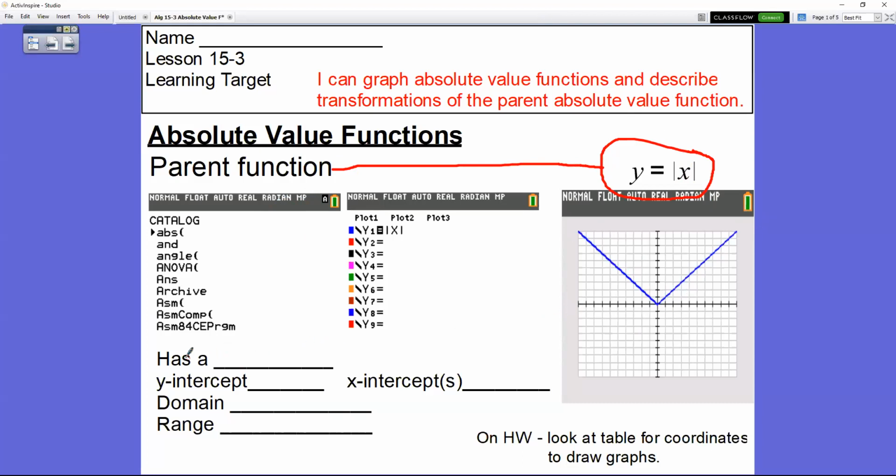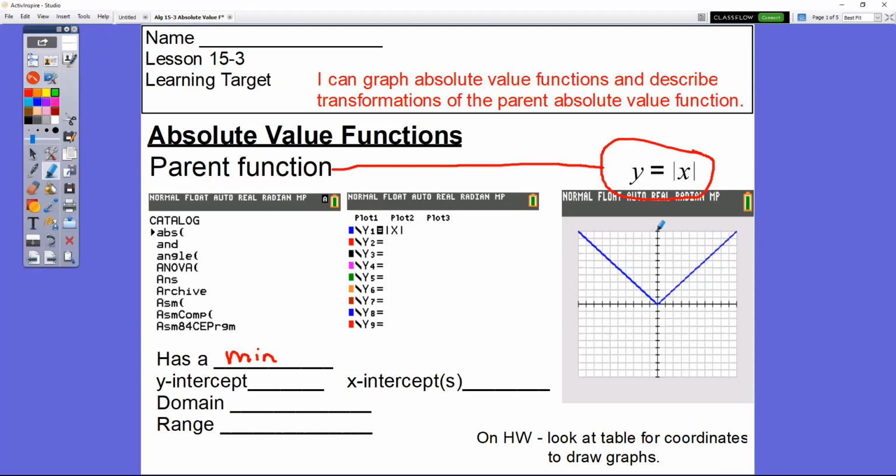Does this absolute value function have a min or does it have a max? A min. Min is at the bottom. So it has a min. Max would be like the capital letter A. What is the y-intercept? Where does the line cross the y-axis? It crosses it at the point right here. That point is 0, 0.